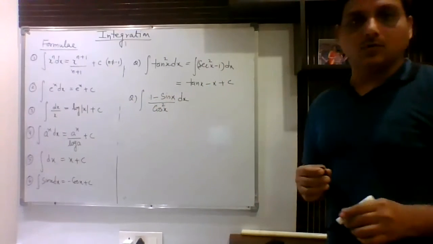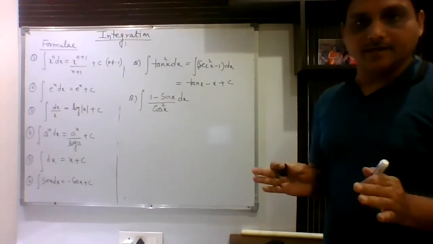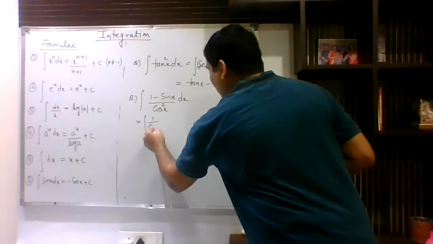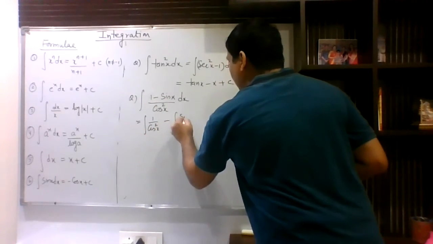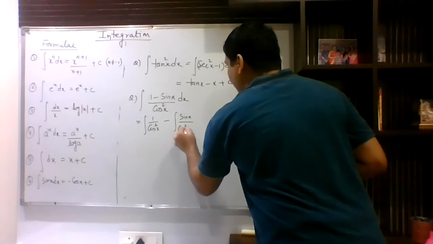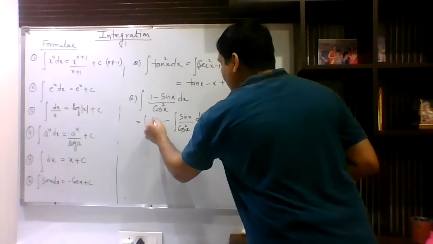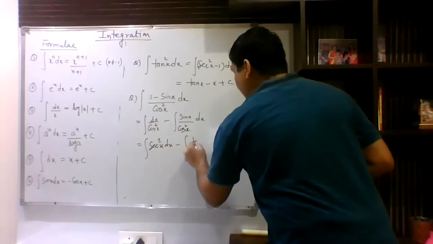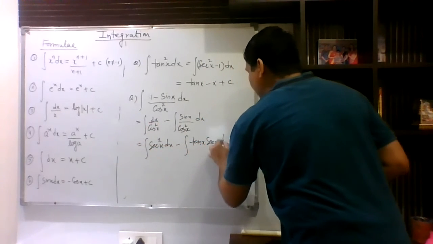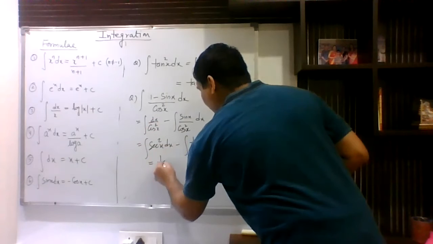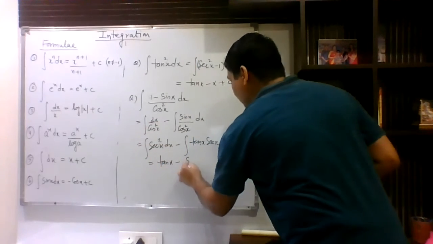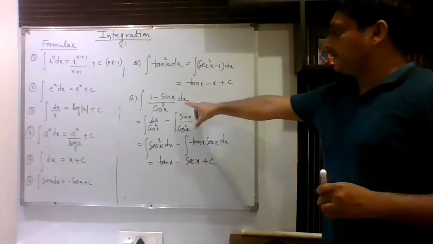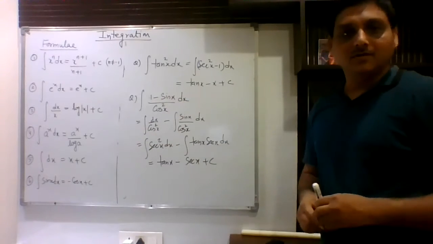1 minus sin x upon cos square x. So here again you will detach the expressions. So this can be written as 1 upon cos square x minus sin x upon cos square x dx. This can be written as sec square x dx minus tan x into sec x dx. So the integration of this will be tan x minus sec x plus c. So this is how you can integrate this expression 1 minus sin x upon cos square x.